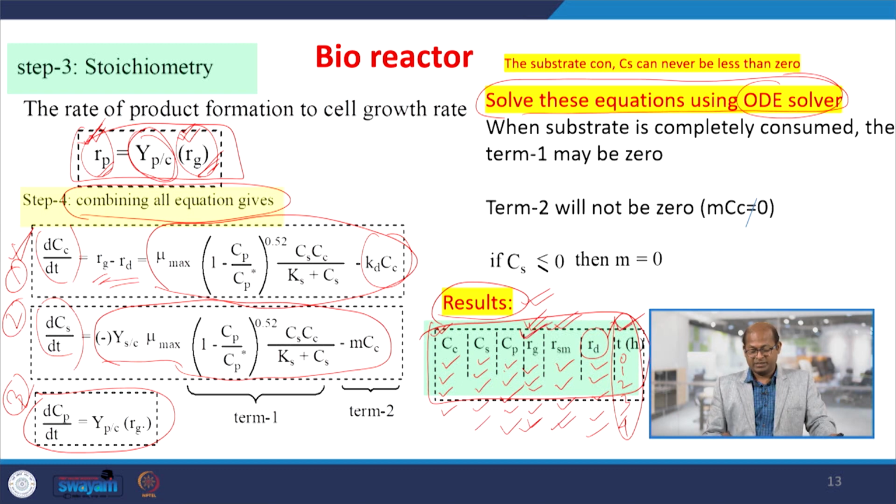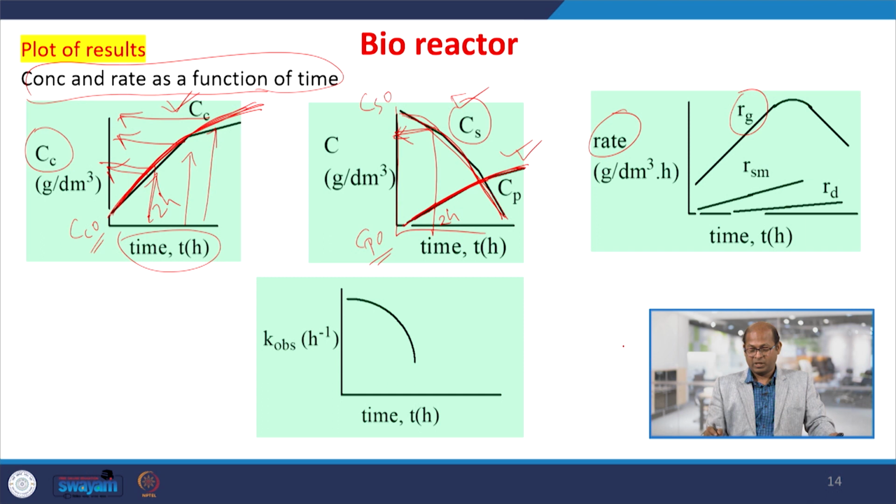If you plot Rg against time, then the rate of cell growth goes down. With further progress of time, the rate of formation of new cells goes down.